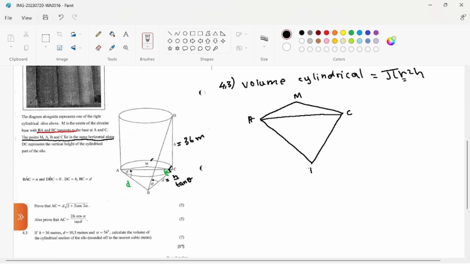Since AB and BC are equal, this one equals this one, right? And we also know that these two are also equal, since B is on the same line with M. That means it's at the middle.